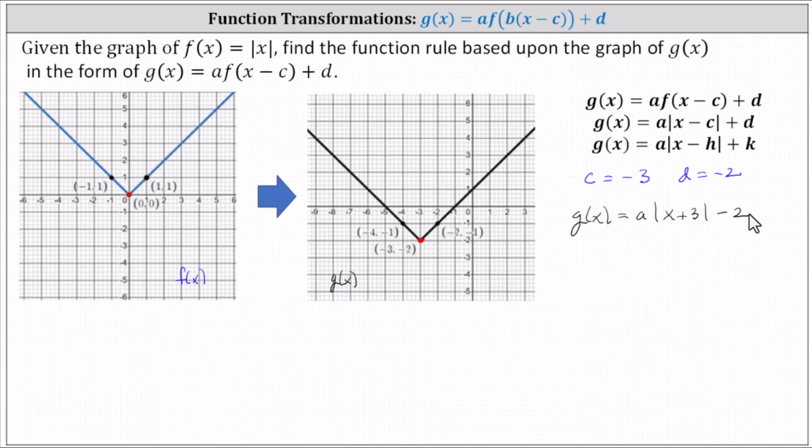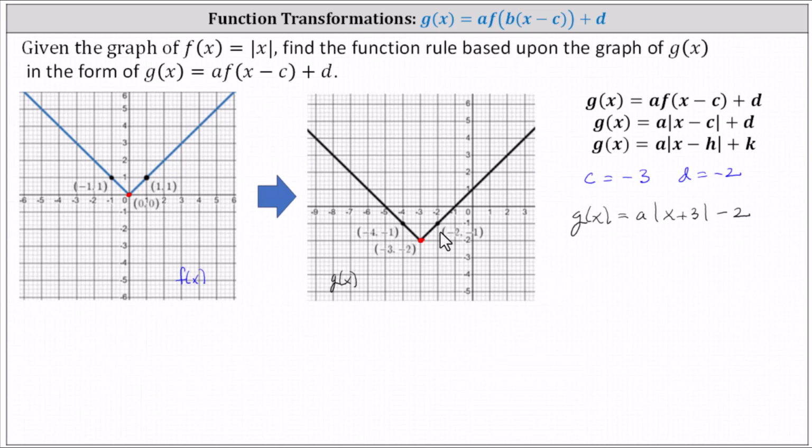Now there's a couple of ways we can determine the value of a. Recall the value of a indicates a vertical stretch or compression, and if a is negative, we have a vertical reflection. We can see we don't have a vertical reflection, and it also appears we don't have a vertical stretch or compression. But one way to verify this would be to select any point on g of x except the vertex, perform substitution, and solve for a. Let's do this, and then we'll also analyze the graph to verify the result.